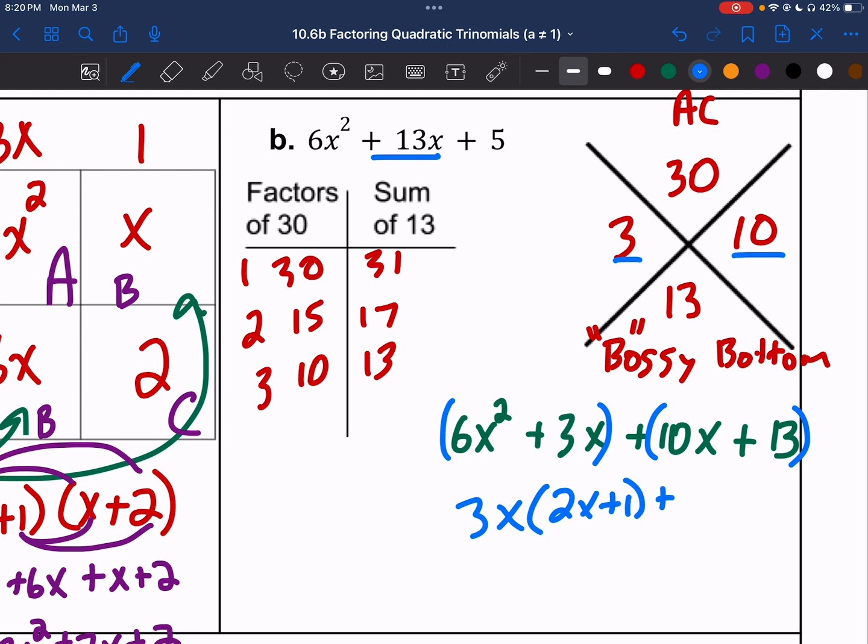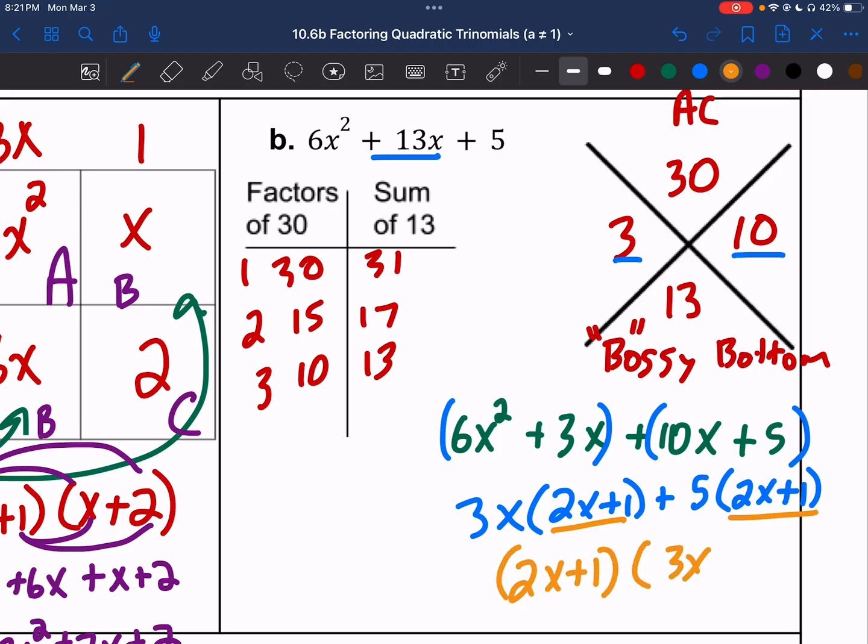10x and 13. Sorry, it's not 13, it's 5. I keep making that mistake. It is 5 is my last value because it's our C value. So we've got 10x and 5. We can bring out a 5, and we're left with 2x plus 1, which now we have a common factor in both terms there. So we have 2x plus 1 times the quantity 3x plus 5. And we close our parentheses.